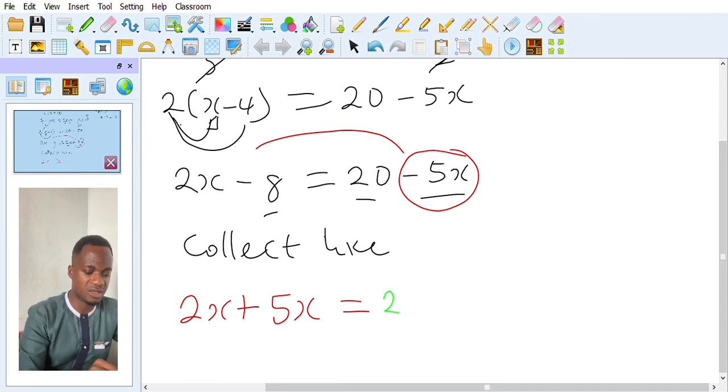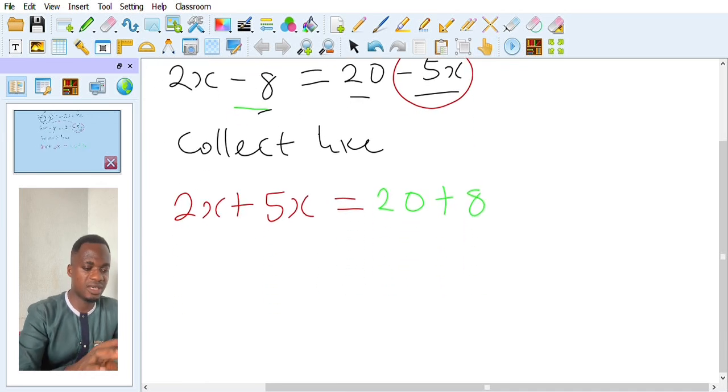We already have 20 on the right hand side. Here is a negative 8. Because it's negative 8, we're going to add 8 to both sides, and if we do that, we will now have plus 8. So negative 8 from the left hand side becomes positive 8 on the right hand side. Now we can add, because they are like terms: 2 plus 5 is 7x, and 20 plus 8 is 28.